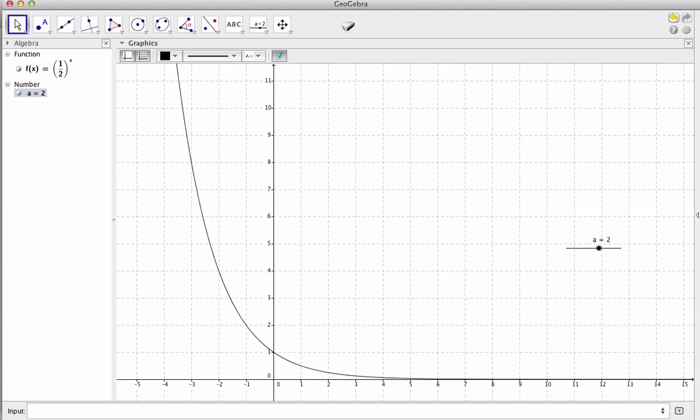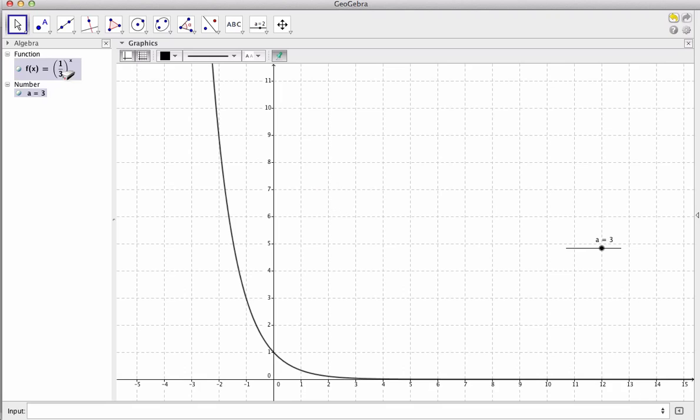Let's try another one now. Let's change the slider over to 3. Here it looks just like y equals 3 to the power of x, but this is y equals a third to the power of x. It's decreasing as x gets larger, so it's exponential decay again. This is the same y-intercept, 0, 1. Then we have negative 1, 3, and negative 2, 9, and then it goes 27, 81, and so forth.